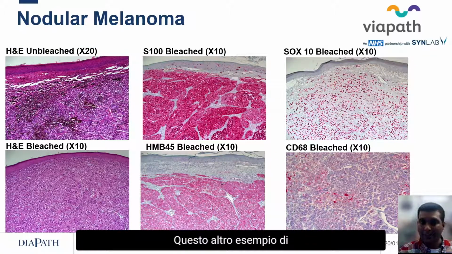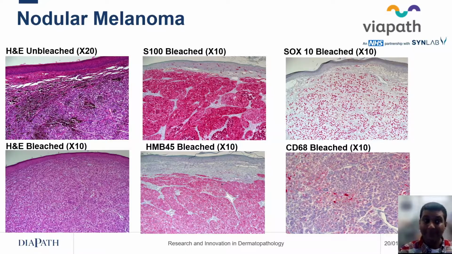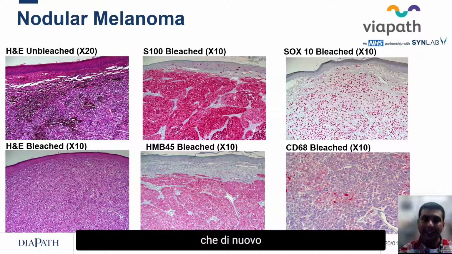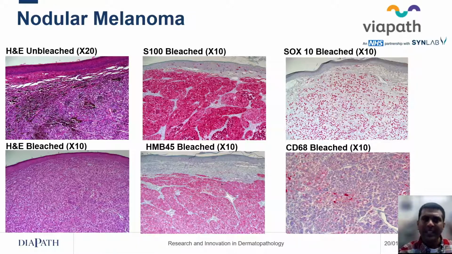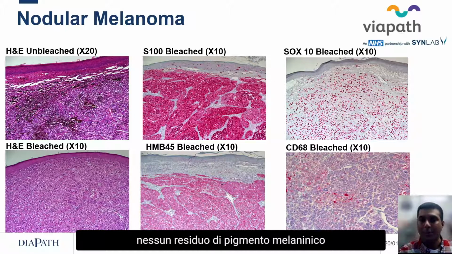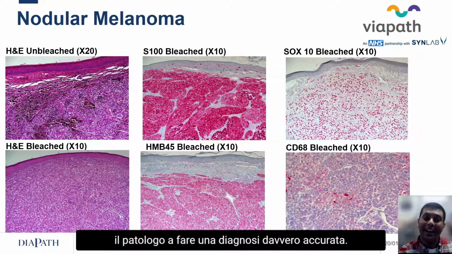So next we have another example of a nodular melanoma, which again shows unbleached sections at the top left-hand corner here, with extensive melanin deposition throughout the tissue. In the lower left-hand corner again, you can see from the H&E that the melanin has completely been removed by performing the melanin bleaching process in a semi-automated manner. Then again, we have the immuno markers, which are quite clear, with distinct staining and no residual melanin pigment present in the section, which again will assist the consultant to make a very accurate diagnosis.